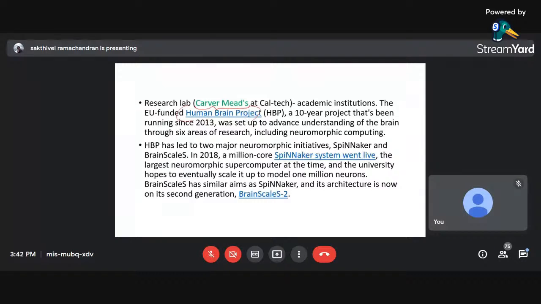And this HBP has led to two major neuromorphic initiatives. One is SpiNNaker. This is one more important project which is being done. And another one is BrainScaleS. These two are in the process of creating a brain. Right? The SpiNNaker and the BrainScaleS 2, that is the version 2.